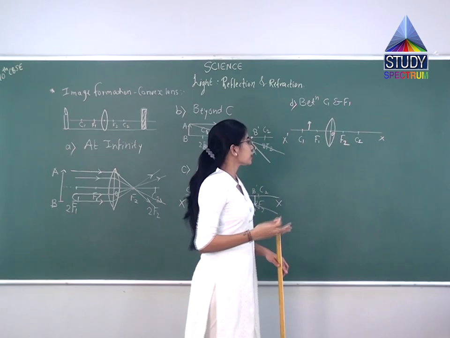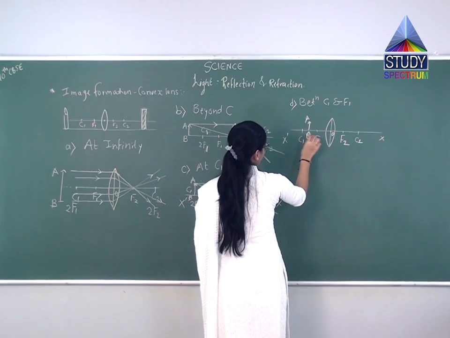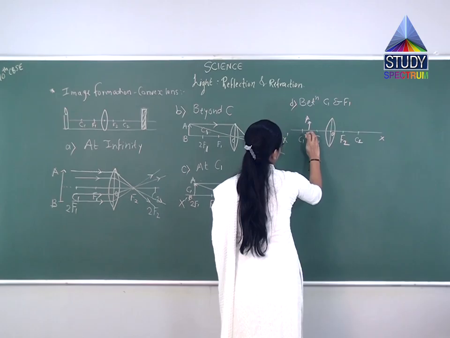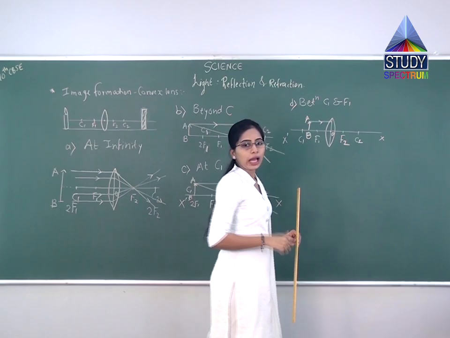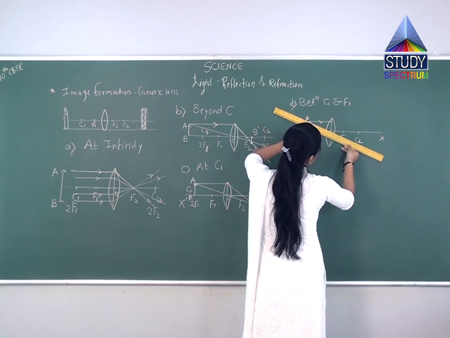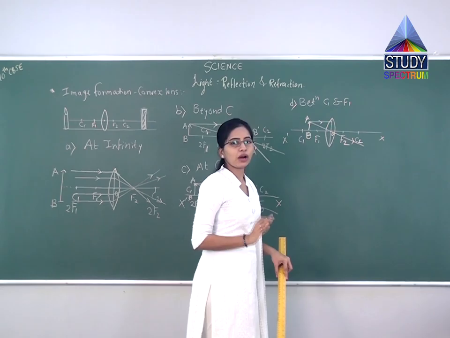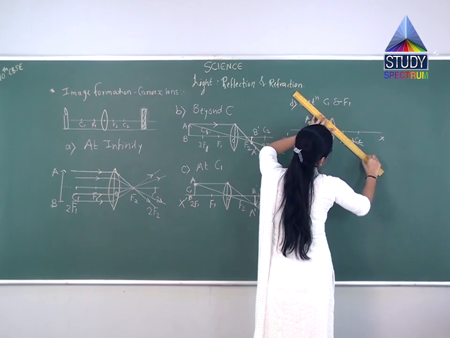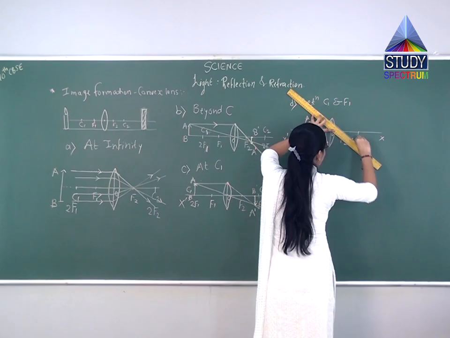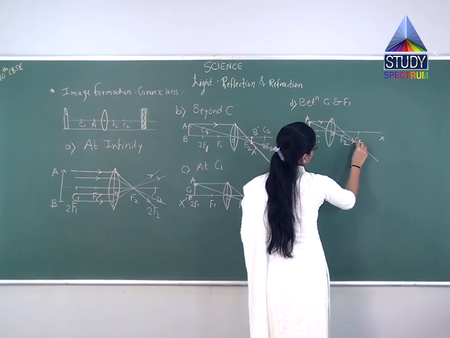So again, here is A and here is your B. So what you will see here, one ray will again travel parallel to the principal axis and one ray again will travel through the origin like this. And it will get refracted on the other side without changing its path, and the ray which is parallel to the principal axis will come out through the focus like this. So you will observe that you will get the image here.